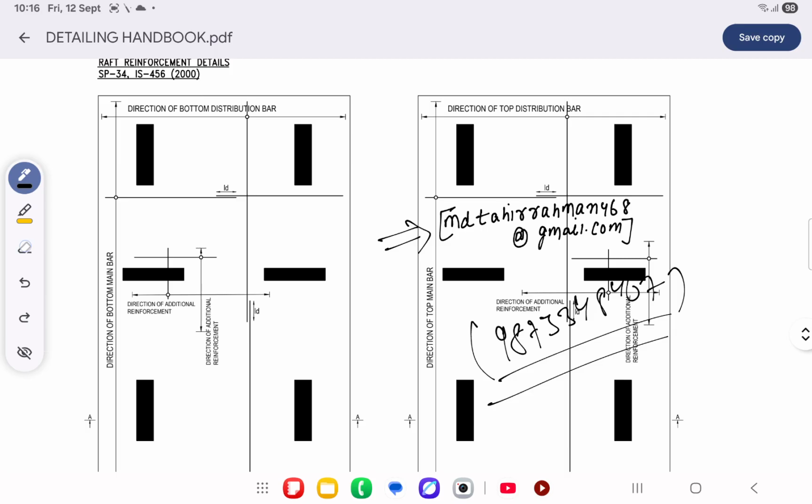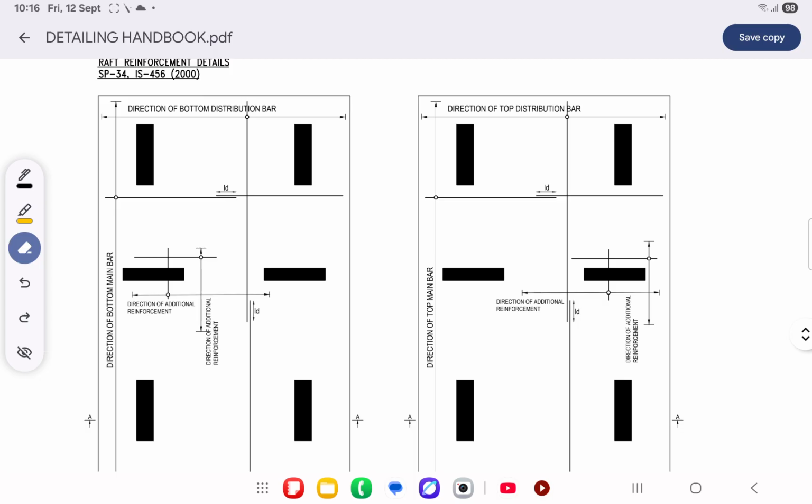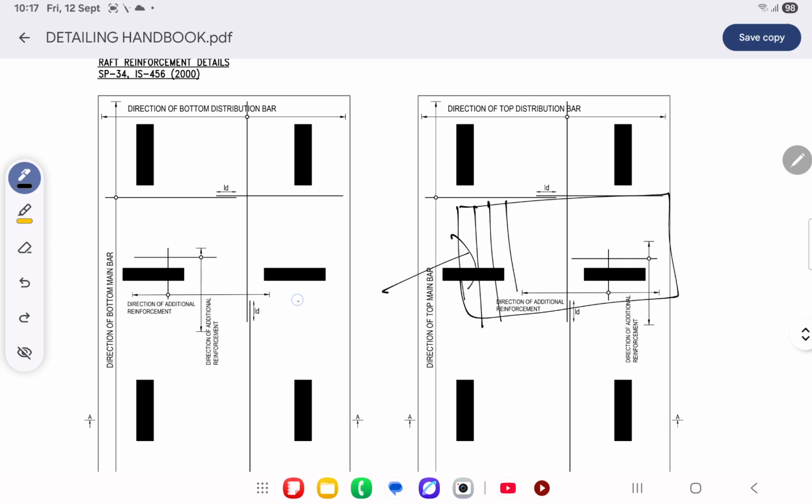Okay, so today we are going to discuss raft foundation. Yesterday we discussed isolated footing and combined footing, and how we provide the reinforcement in them. So today we are going to discuss raft foundations. Already you know what raft foundation is. Raft foundation is also called mat foundation.